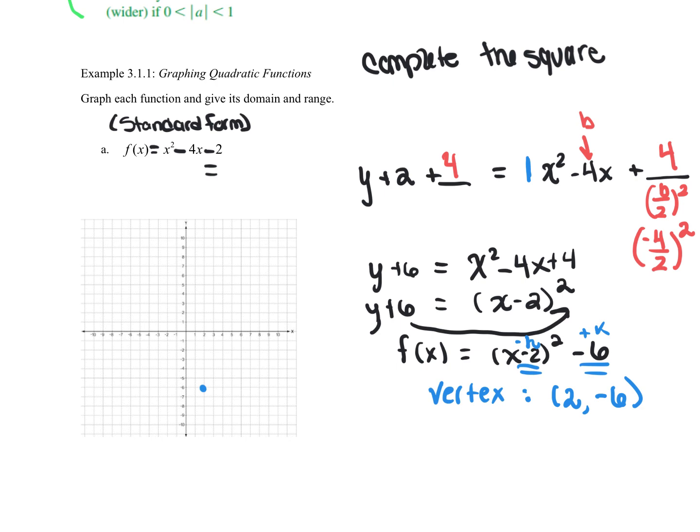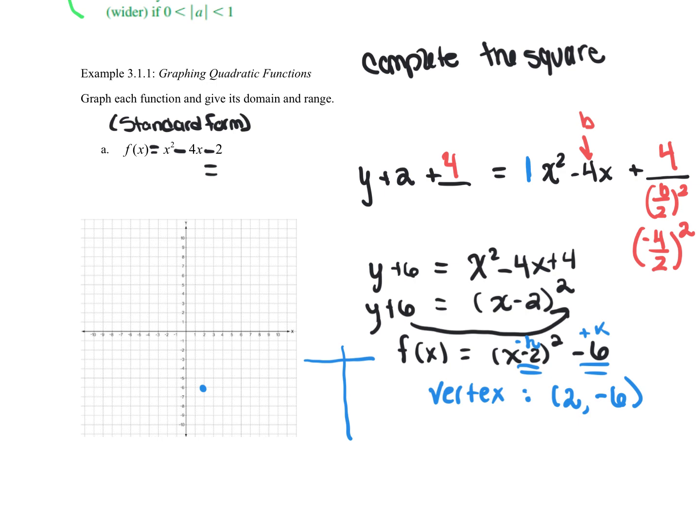And now we have some options. We can make a table. We can factor and do some other stuff. I'm going to go with the table route. I know where the vertex is. I also know that vertex is like an axis of symmetry.